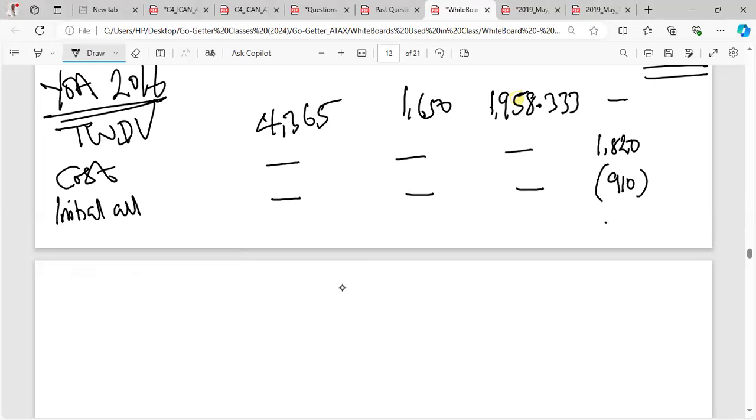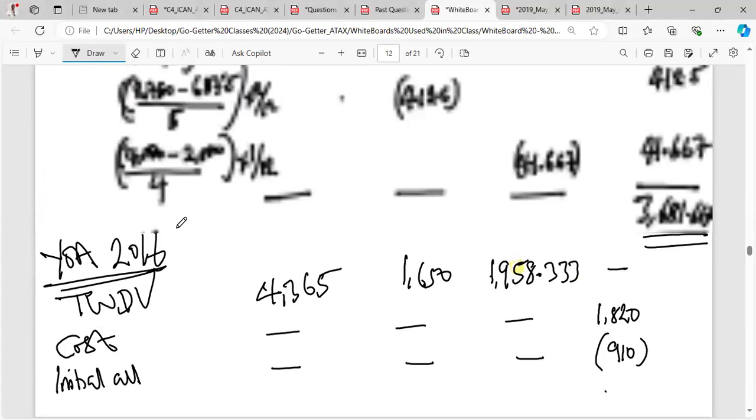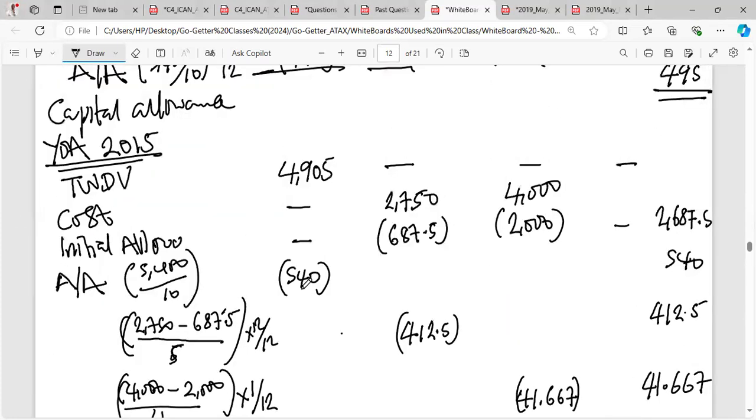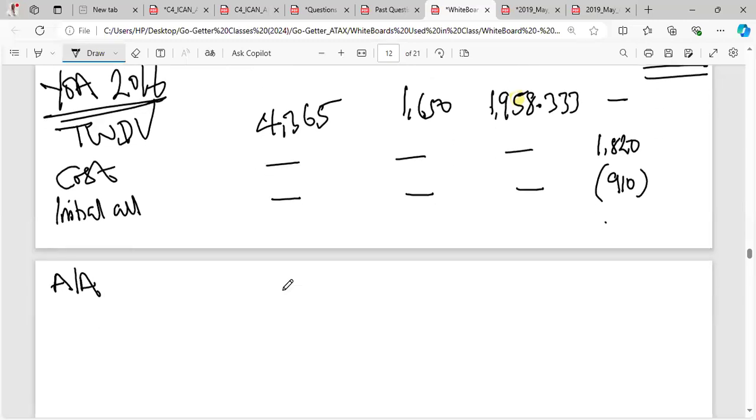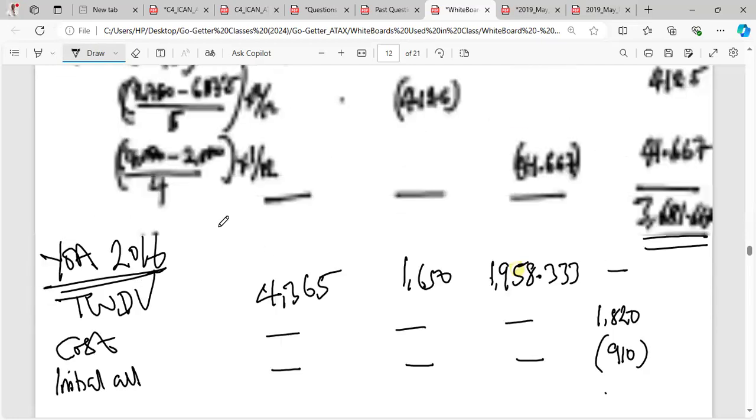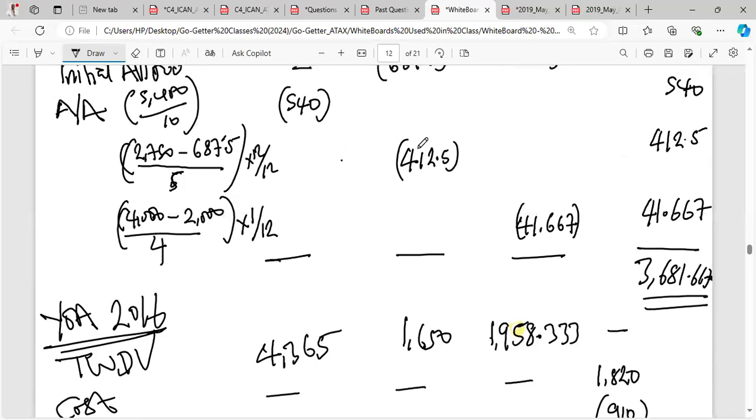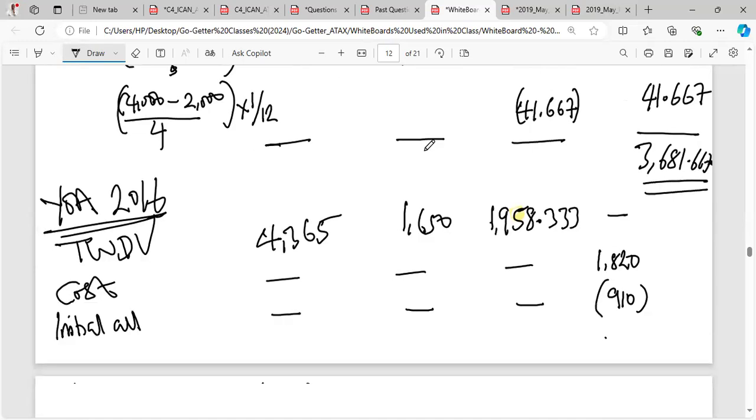Then your annual allowance here. We've established this to be 540. So we'll put it there. The other one we calculated 12 over 12. We've established it to be 412.5.